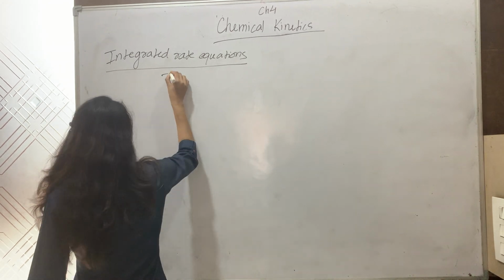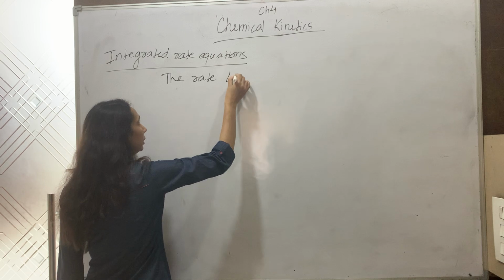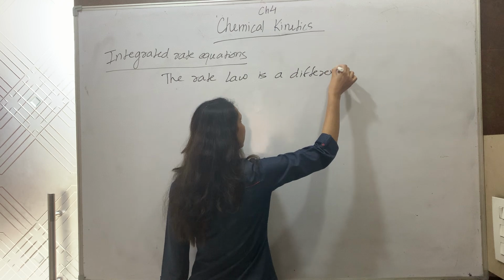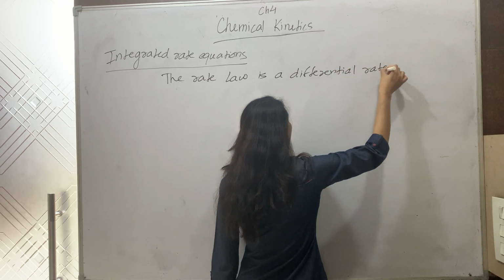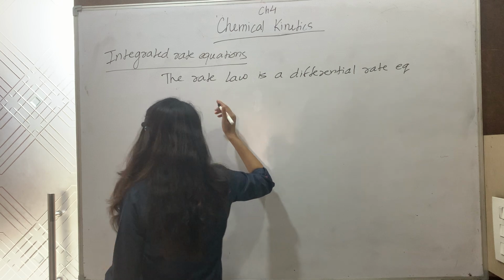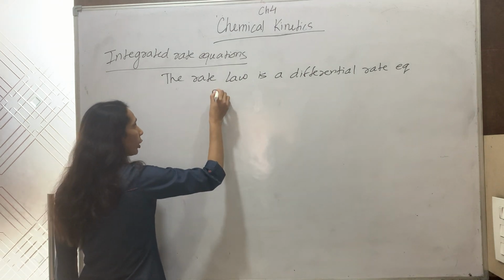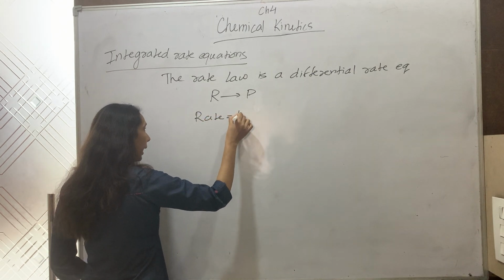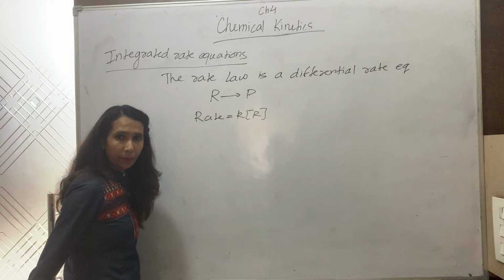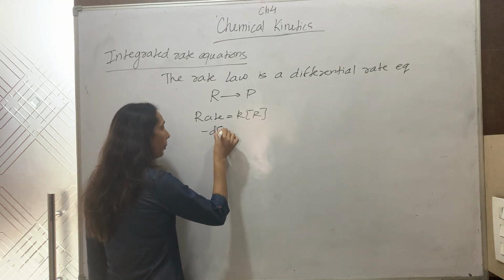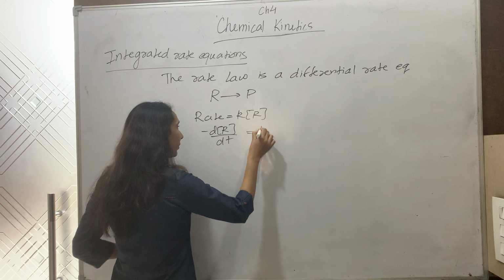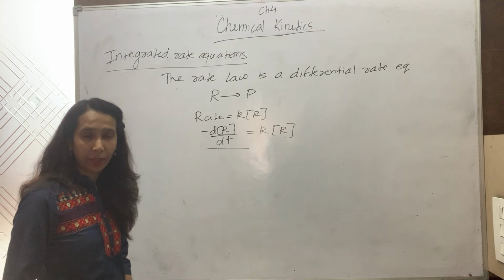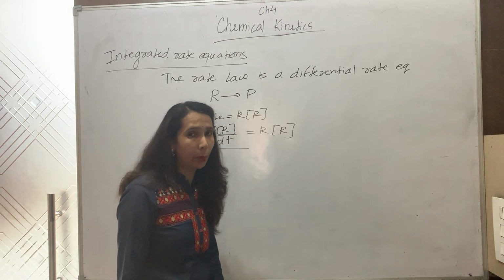We know that the rate law is a differential rate equation. That means if I consider a hypothetical reaction R to P, and I can write that rate is equal to k R to the power 1, suppose, then rate is minus dR by dt equals kR. So this is the differential form of the rate equation, and you know dt tends to 0.